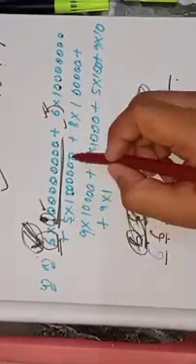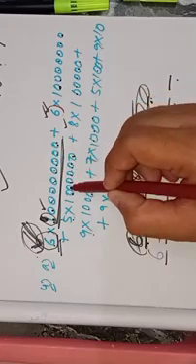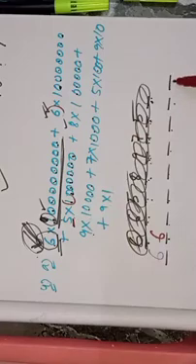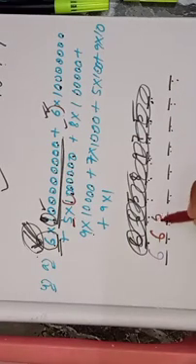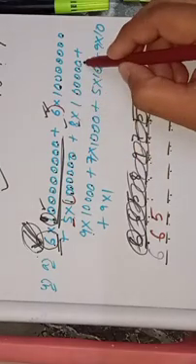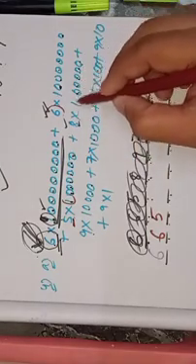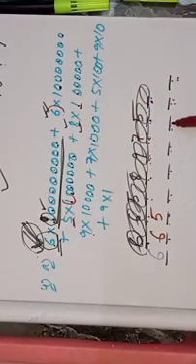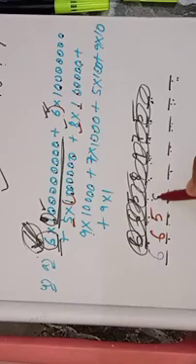Now come to the third one. Count the place value: 1, 10, 100, 1,000, 10,000, lakh, 10 lakhs. So the 10 lakhs place will be filled with 5. Now come to the fourth one. Count the place value: 1, 10, 100, 1,000, 10,000, lakh. So the lakhs place will be filled with 8.